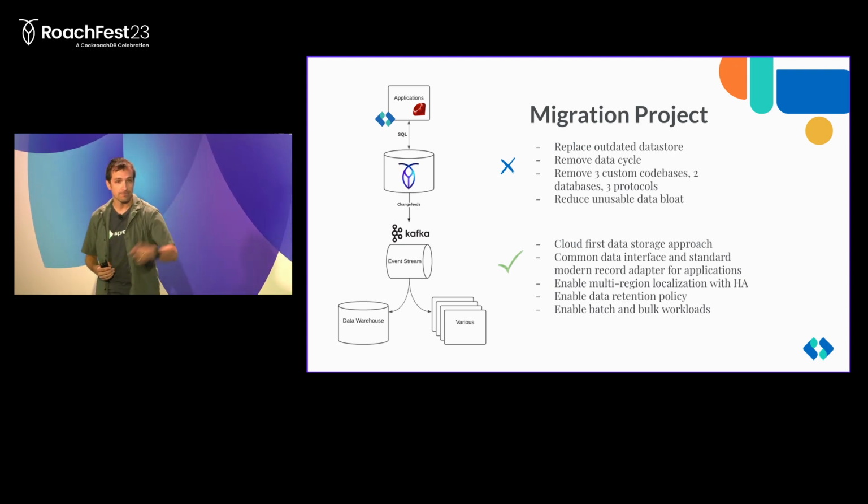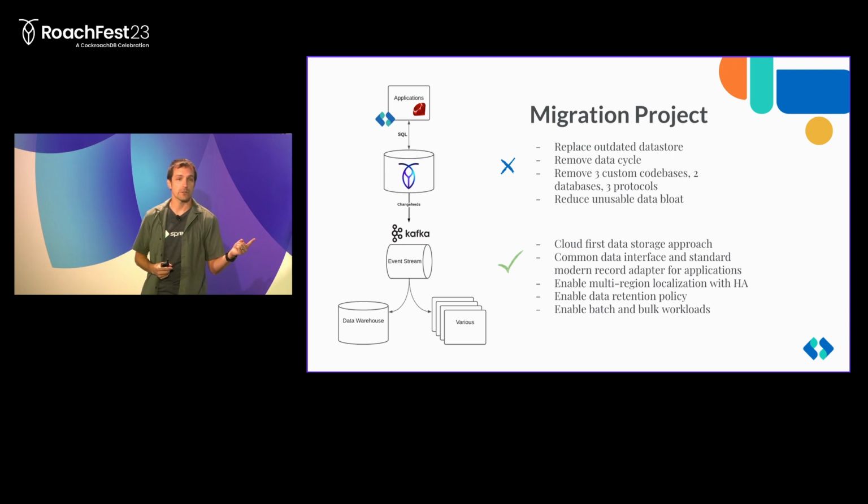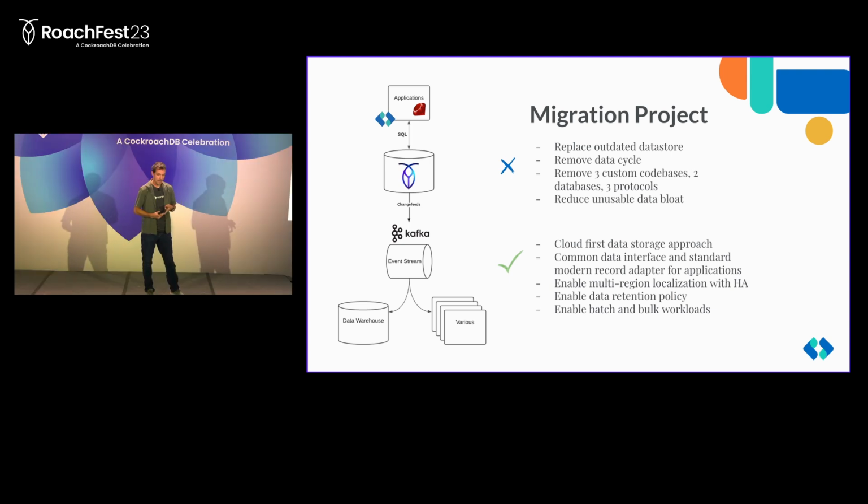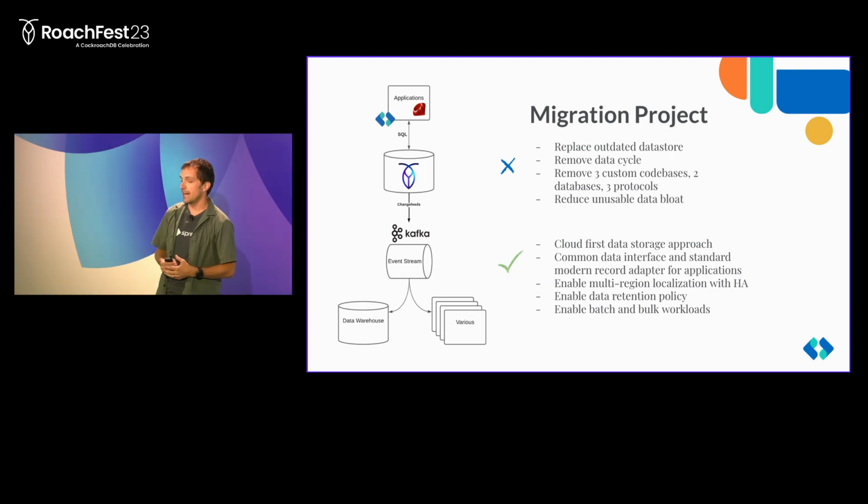But instead, we took it slow because we knew it was a responsibility, not a necessity. We didn't migrate data we didn't need to, and we reminded ourselves every day that data is an ecosystem and needed to integrate with the greater business. And as a result, not only did we replace the outdated data store, but we'll remove the data cycle and split brain that came with it. We're going to remove 3 custom code bases, 2 auxiliary databases, and 3 protocols that we no longer have to maintain expertise in. And we reduced a lot of unusable data bloat.